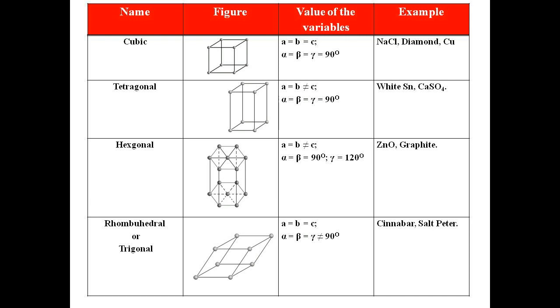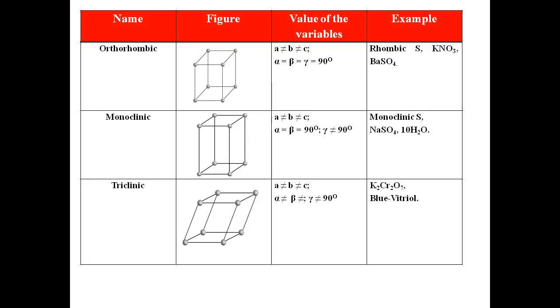D. Rhombohedral or trigonal: a equals b equals c, alpha equals beta equals gamma not equal to 90 degrees. For example, cinnabar, saltpeter, etc. E. Orthorhombic: a not equal to b not equal to c, alpha equals beta equals gamma equals 90 degrees. For example, rhombic sulfur, potassium nitrate, barium sulfate, etc.